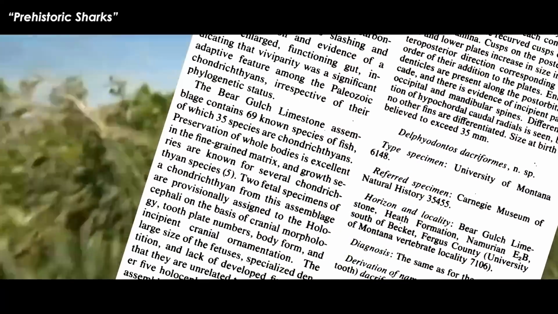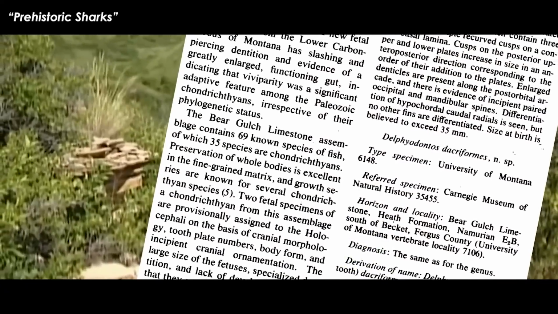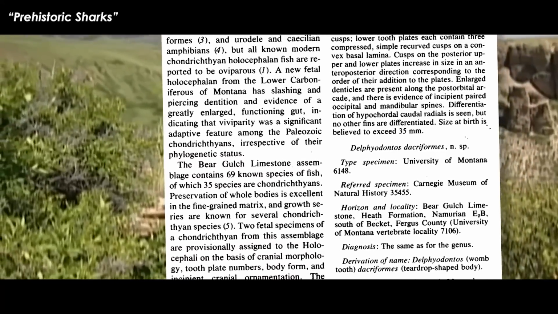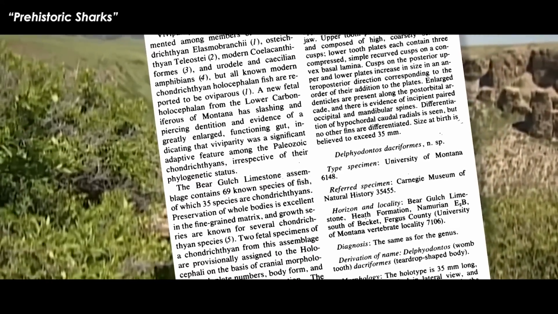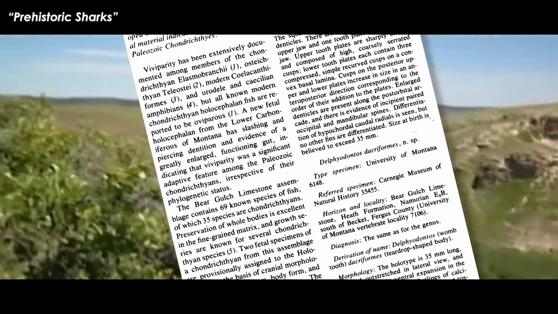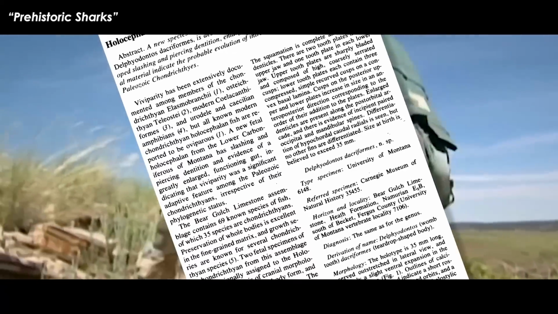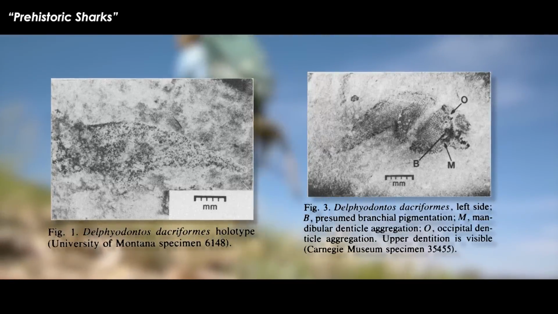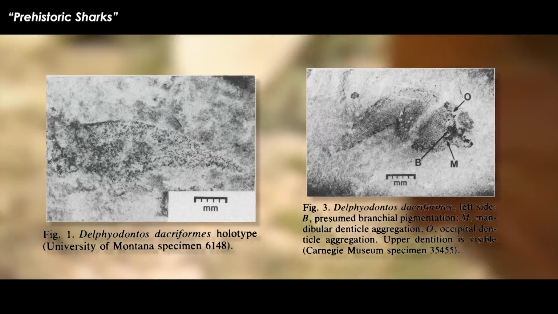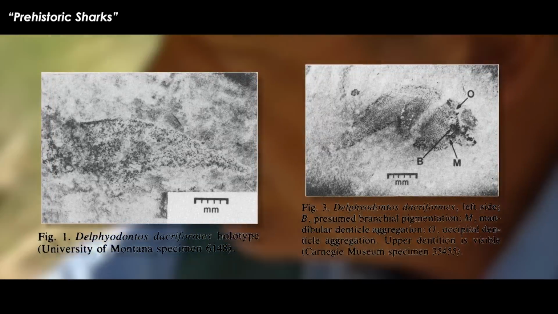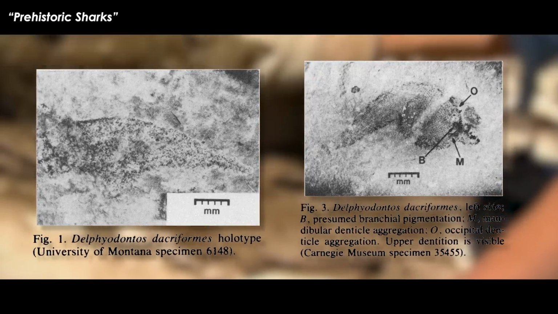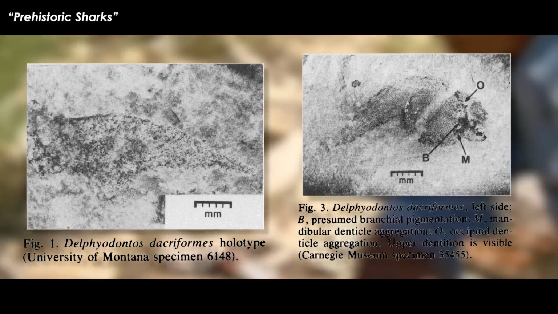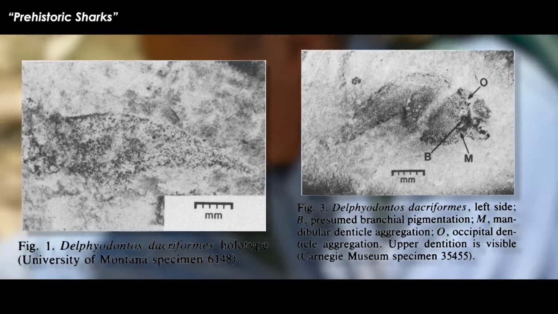Paleontologist and Bear Gulch expert Richard Lund published a paper in 1980 in the journal Science in which he described 2 fetal specimens of a chondrichthyan from this Bear Gulch rock layer that show a very interesting example of viviparity in the cartilaginous weirdos. The 2 specimens, UM6148 and CMNH35455, are distinguished by their distinctive cranial anatomy, tooth plate numbers, body form, and incipient cranial ornamentation.